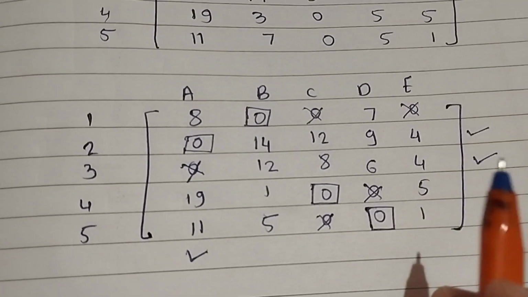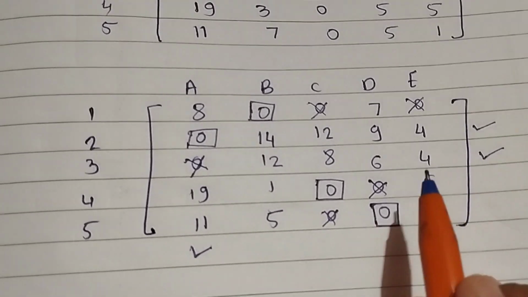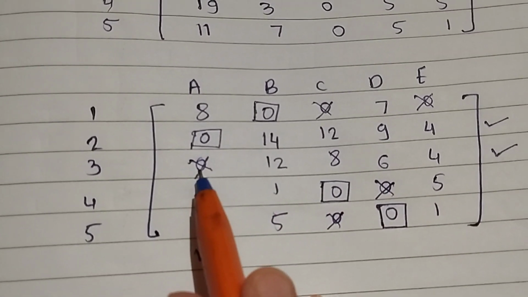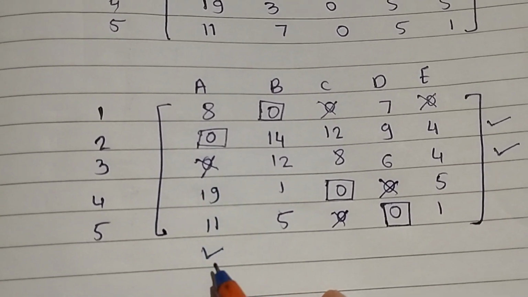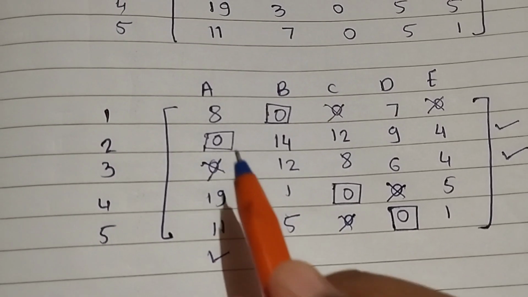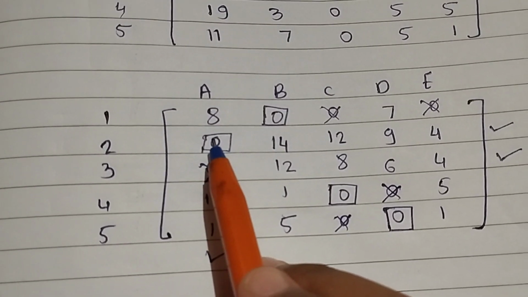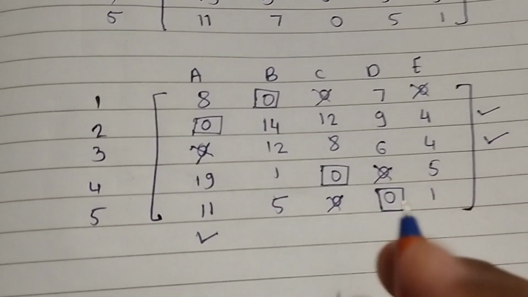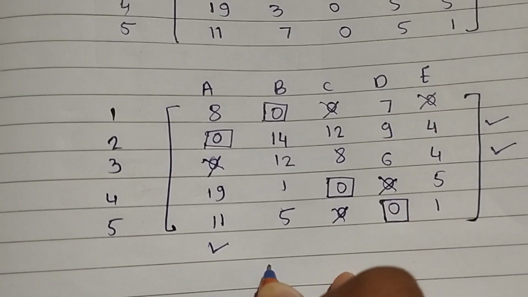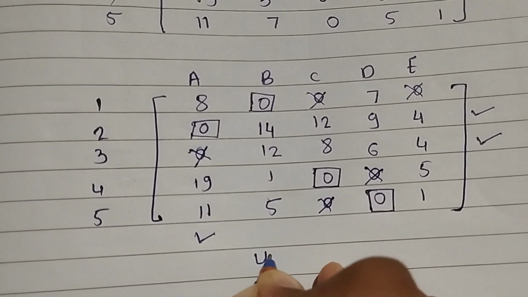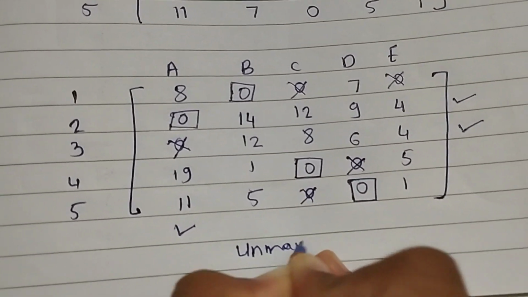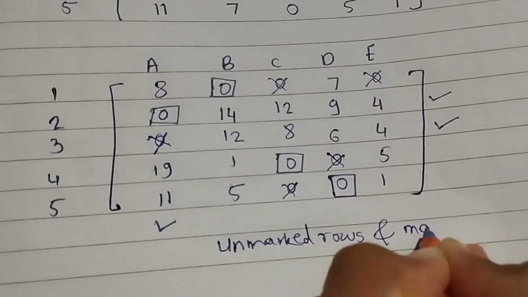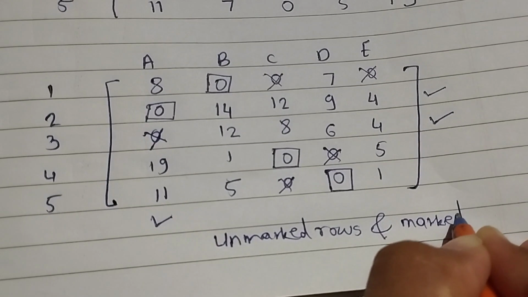I hope you all get how we tick for the rows and columns. First, tick for the row which has no assignment. Then check whether any crossed 0 is present. Yes, tick for the respective column. From the column, check whether any assigned 0 is present. If yes, then tick for the respective row. So in this way, we tick for the rows and columns. Now our task is to draw the line for the unmarked rows and marked columns.